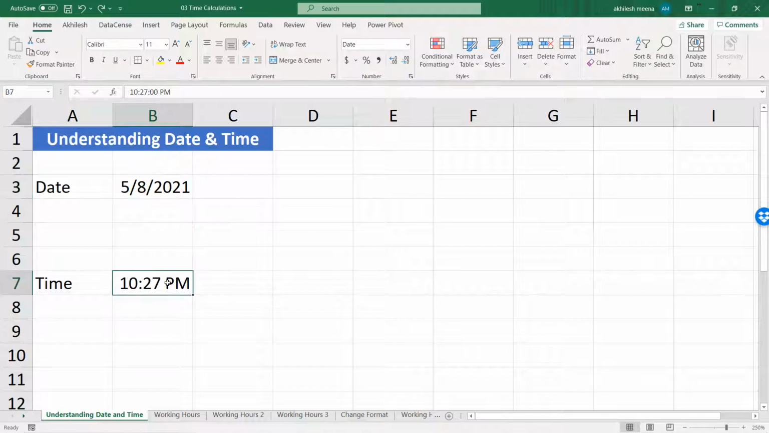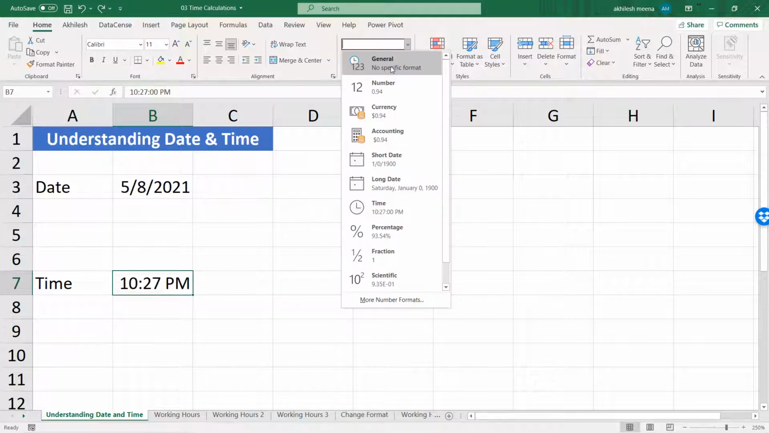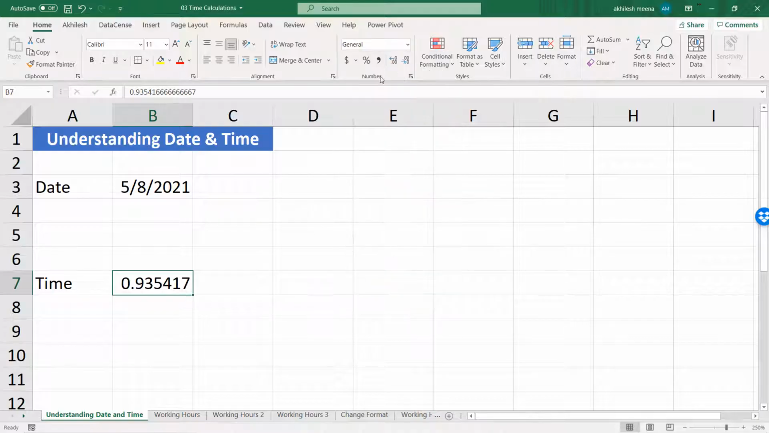Similarly, time is also a number. Date is an integer, I mean a whole number, but time is a fraction. If you see the number behind this 10:27, that means 0.93. So 24 hours is equal to one day. Currently, 93% of the day is gone. If you type 6 a.m., that is equal to 0.25 days, that means 1/4 of the day.